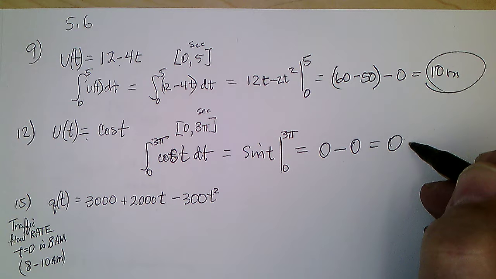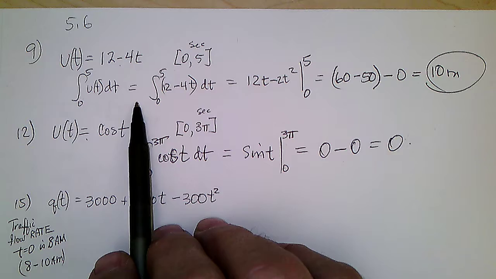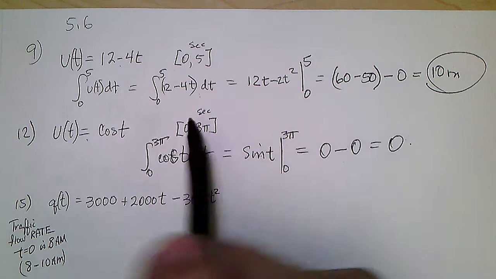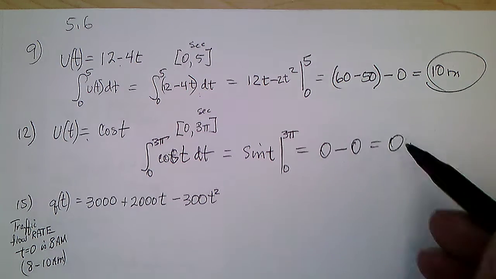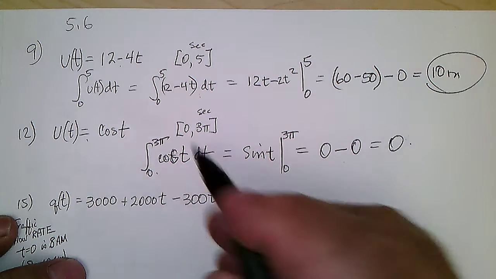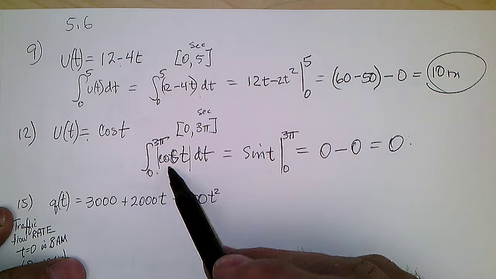Now, did they ask for the distance or the displacement? I forgot to say. On this one, find the displacement and the distance. Oh, okay. So we have to do absolute values of these to find the distance. The displacement, this is 0 displacement. Now to find the distance, we have to do the absolute value.